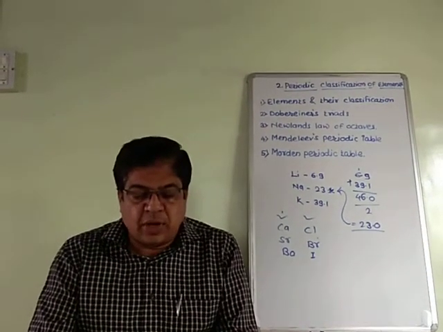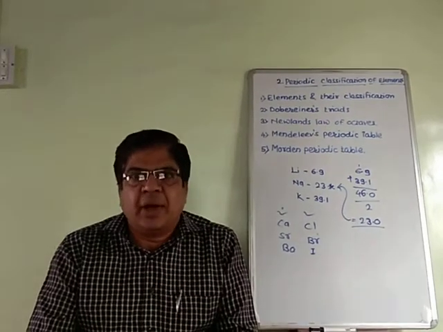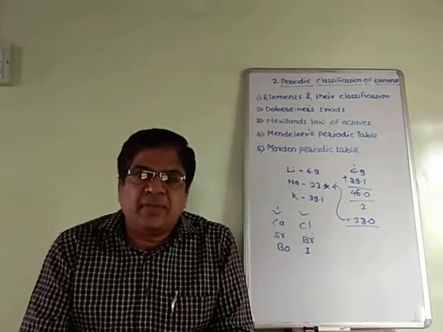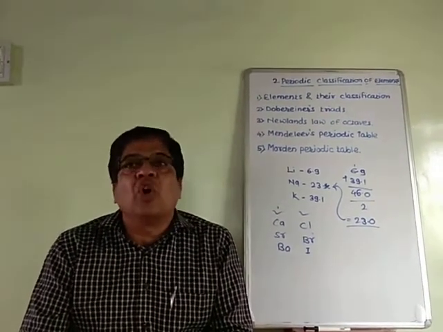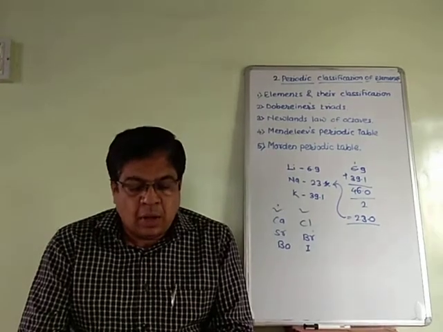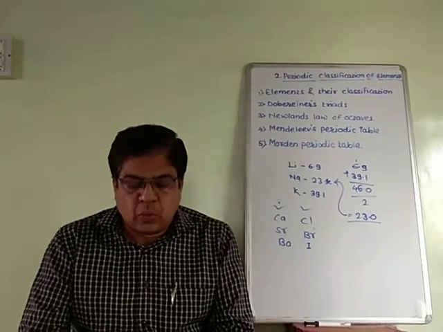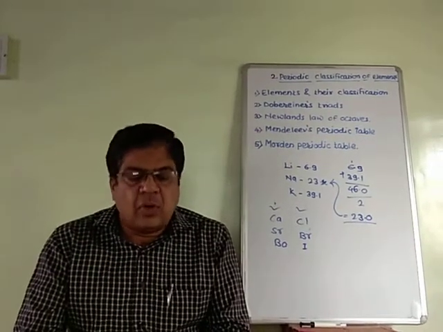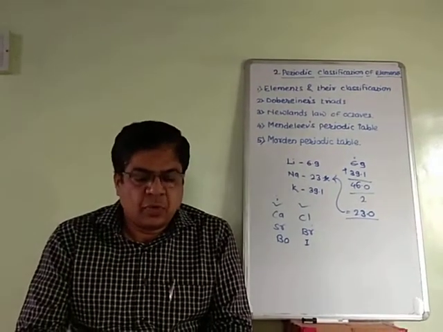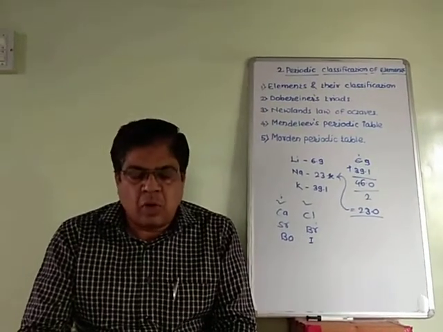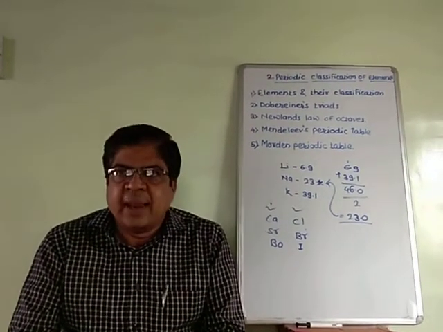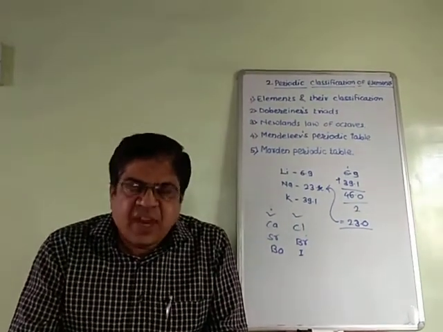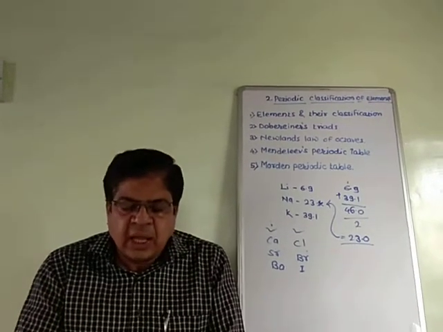The German scientist Dobereiner suggested that the properties of elements are related to their atomic masses. A group of 3 elements having similar chemical properties is called a triad. The English scientist Newlands arranged the elements known at that time in increasing order of their atomic masses. Newlands' octaves or law of octaves: when elements are arranged in increasing order of their atomic masses, every 8th element has a property similar to that of the first.